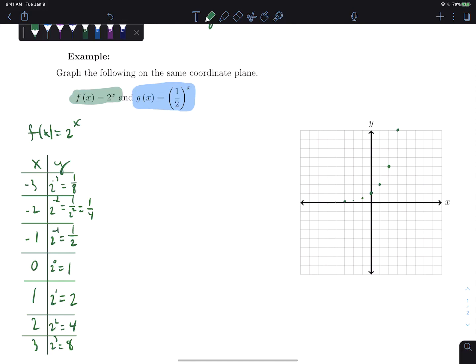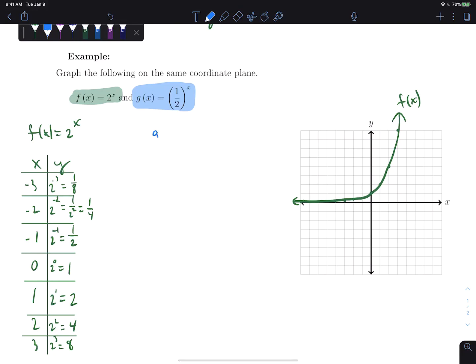Now notice that as x gets really, really small, this is getting very close to 0 very fast going towards the left here. So when we try to connect this with a curve, it'll look something like that, or as smooth as we can get. There we go. Good deal. So that right there is f of x.